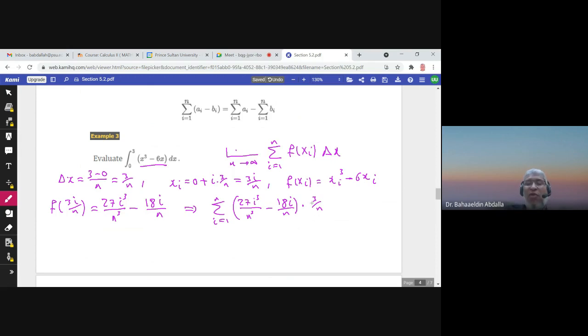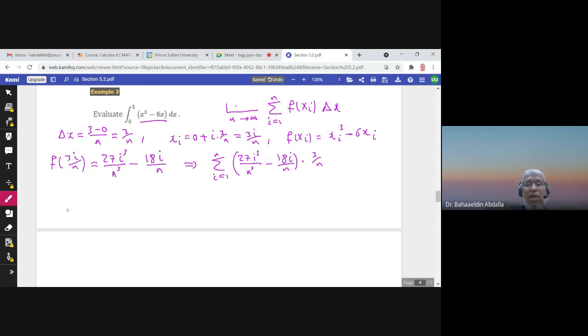You can take 3 over n outside, and I will distribute. So multiply 3 over n times this. So 3 times 27 is 81 i cubed over n cubed times n, which is n to the power 4, minus 18 times 3, which is just 54 i over n times n, which is n squared.